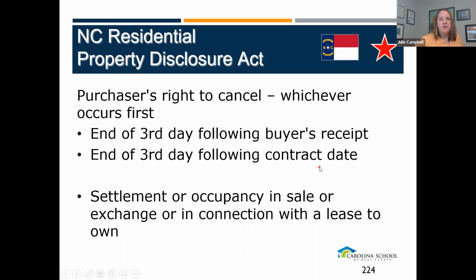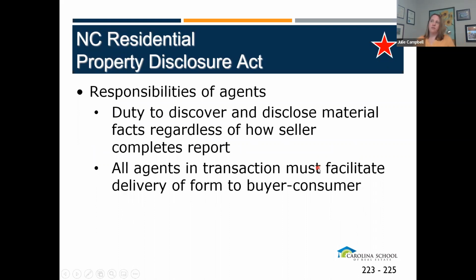Remember, you guys, regardless of how the seller completes the form, we have a duty to disclose material facts. The seller can say no representation on the whole form. That's their right, caveat emptor. You and I have to follow license law and commission rule. License law and commission rule says I have to disclose all material facts.